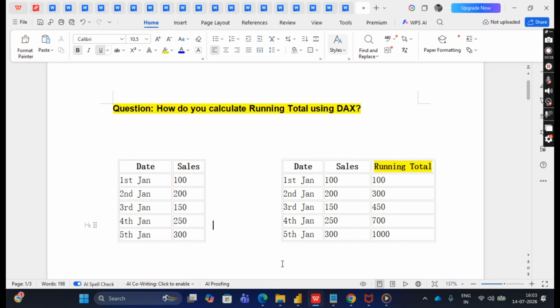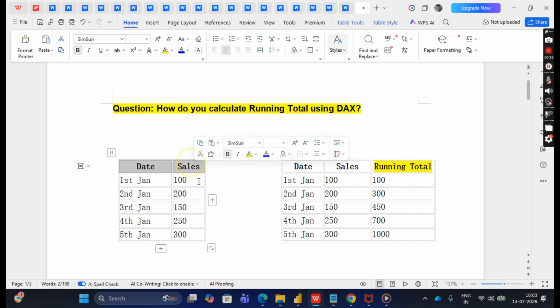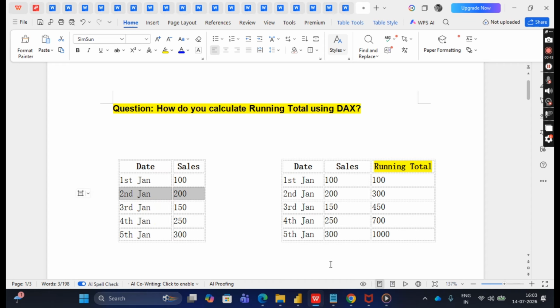Okay. So giving a small example, suppose we have a table that consists of dates and sales. So 1st of January, the sales is 100, 2nd of January, the sales is 200. Like this, we have different dates and different sales for that particular date. Okay. So we have the running total for the first date as 100. For the second date, we have running total as 300. For the third date, we have running total as 450.